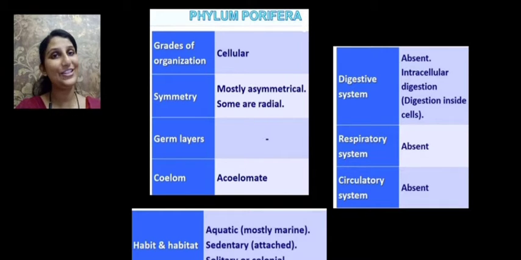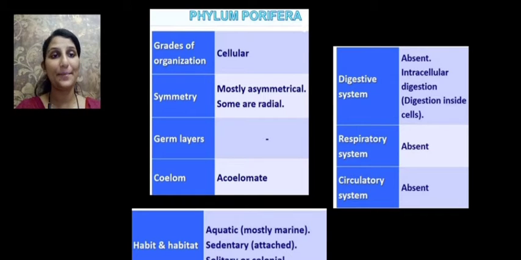And they lack germ layers in the embryo. So they do not have any germ layers, neither ectoderm, mesoderm or endoderm. And about their coelom, they do not have a coelom, so they are called acoelomate.